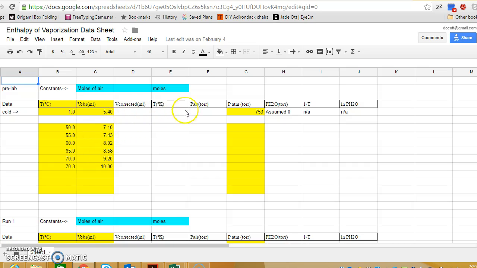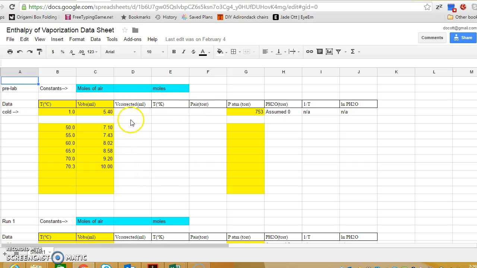So from this initial data, our initial cold temperature, we know the pressure coming from the air, we know the temperature of the air, we know the volume of the air, and we assume that the vapor pressure of water is 0. So that means we can calculate the number of moles of air. And this is going to be a constant for this particular run. That's just the number of moles of air in that little gas phase pocket from the beginning until the end.